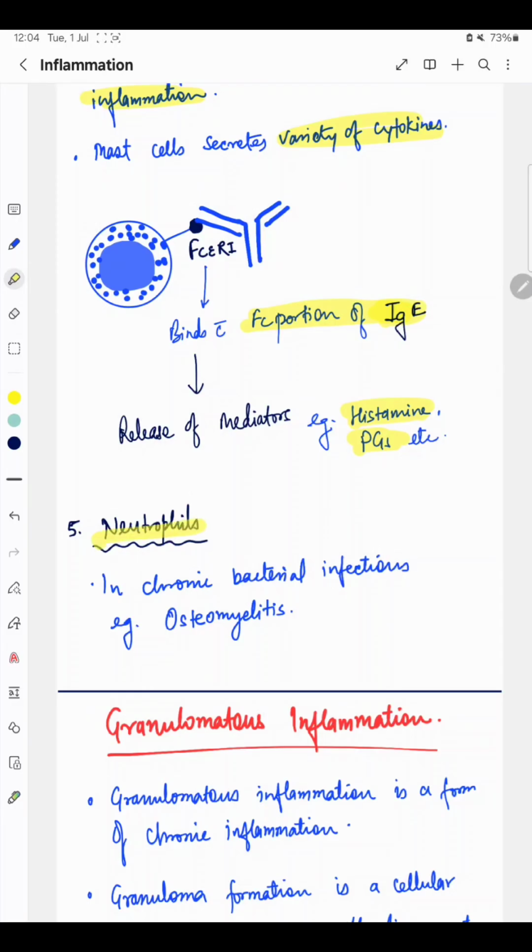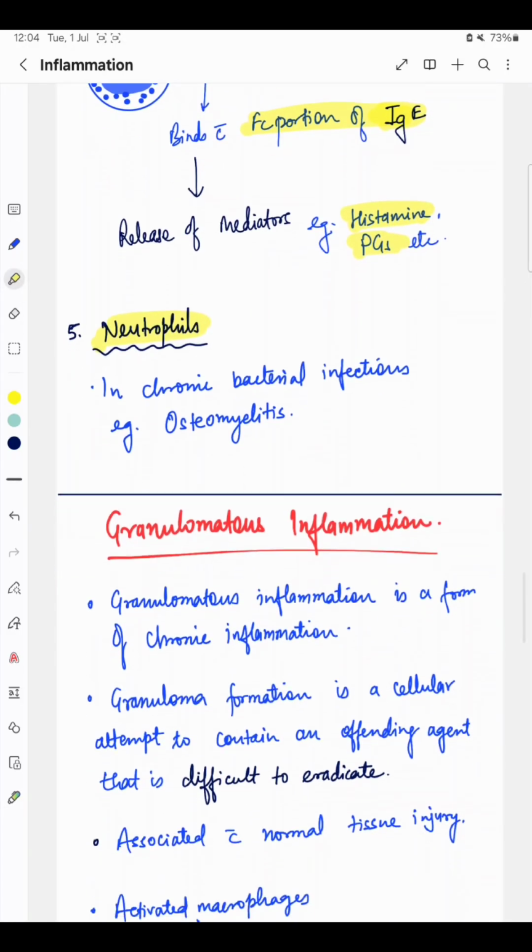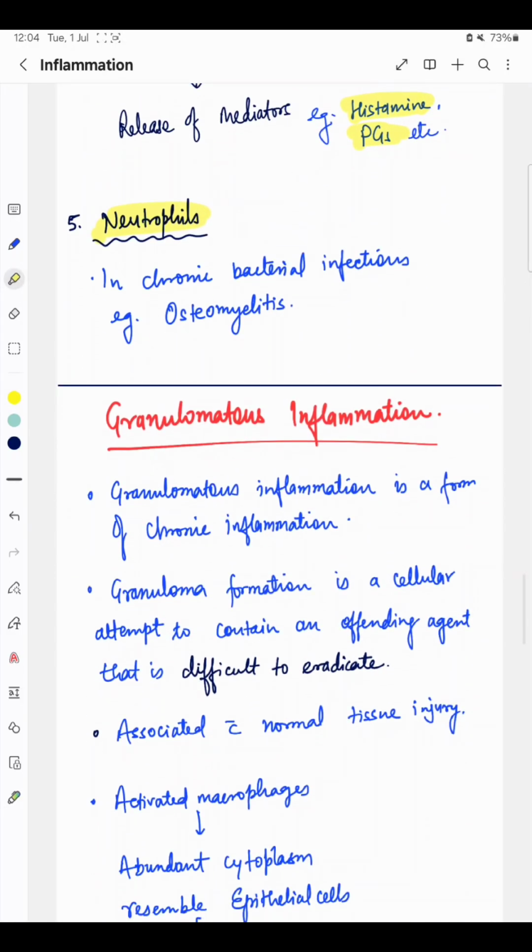Neutrophils. In chronic bacterial infection like osteomyelitis, neutrophils can be a predominant cell. Now we will discuss granuloma or granulomatous inflammation, one of the very important topics. Granulomatous inflammation is a form of chronic inflammation. It is a type of chronic inflammation.